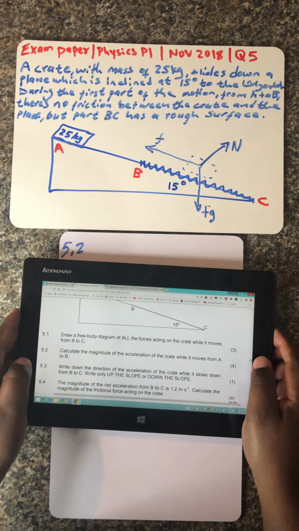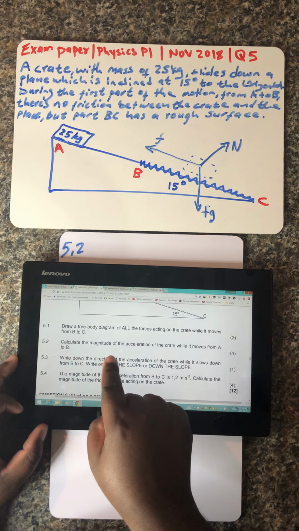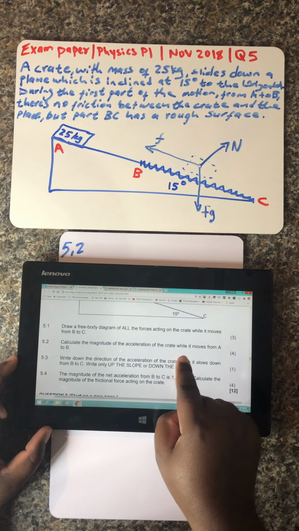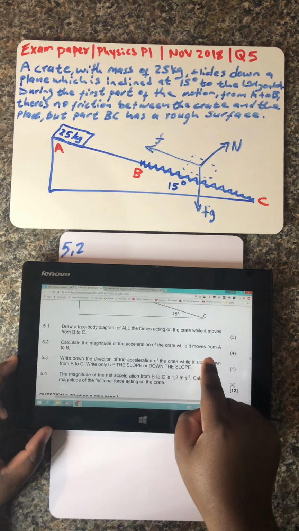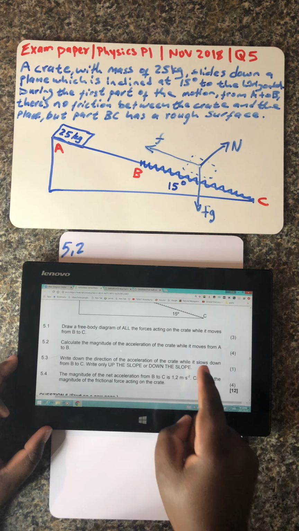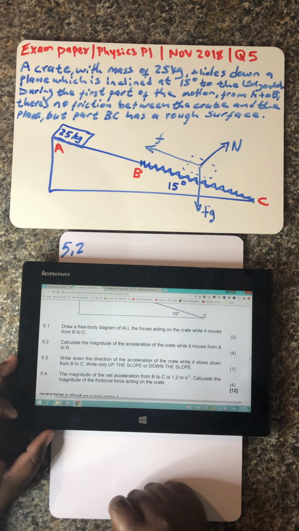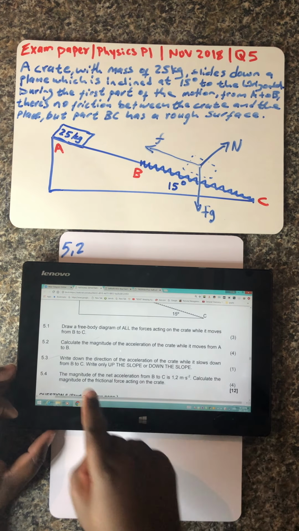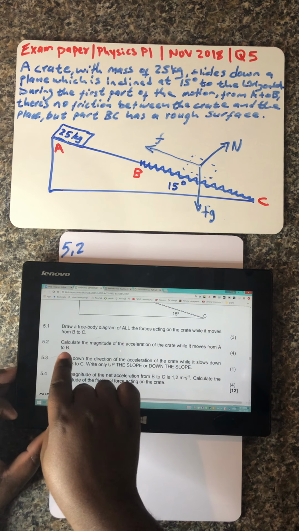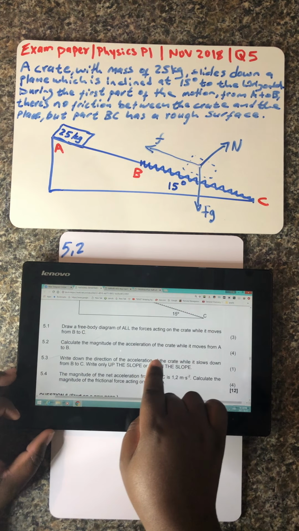Question 5.2 says, calculate the magnitude of the acceleration of the crate while it moves from A to B. Guys, very, very much important: while it moves from A to B. What is it that they want us to calculate? They want us to calculate the magnitude of the acceleration of the crate.